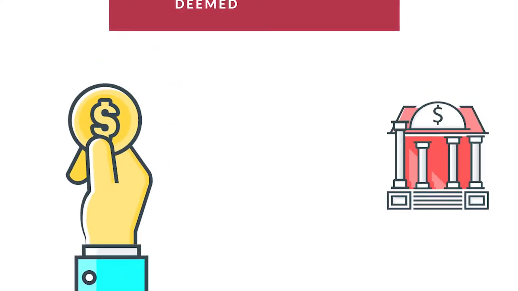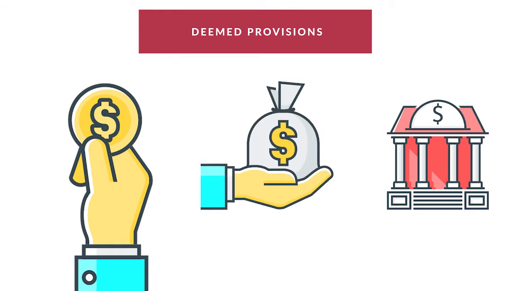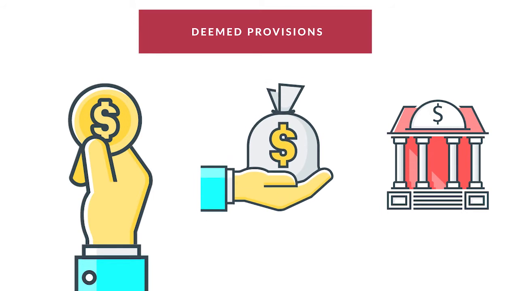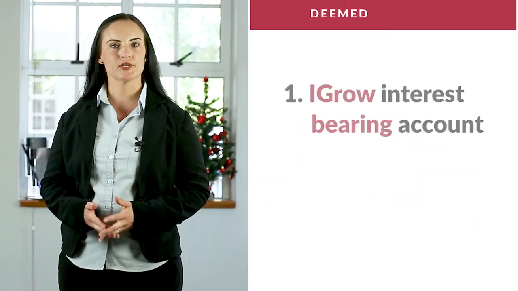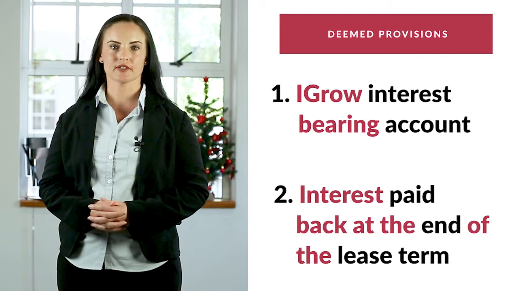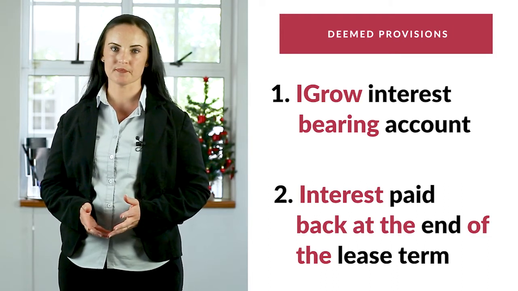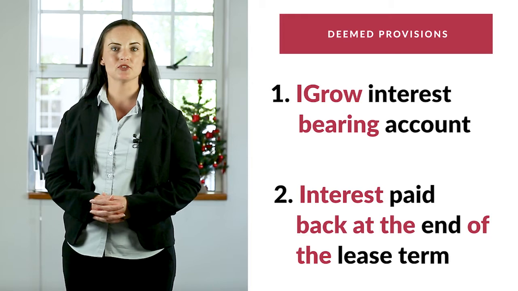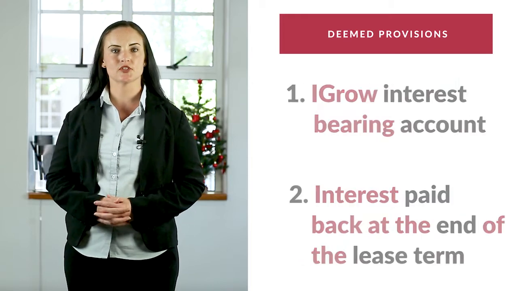In other words, even if the landlord fails to invest the deposit in an interest-bearing account with a financial institution, it is deemed or treated as if that is how it was done. In terms of the deemed provisions, neither the tenant nor the landlord can waive his or her rights. If a tenant rents through IGrow, then we will keep the deposit in an interest-bearing account through our PayProp system. Interest accrued will be paid out to the tenant at the end of the lease term.